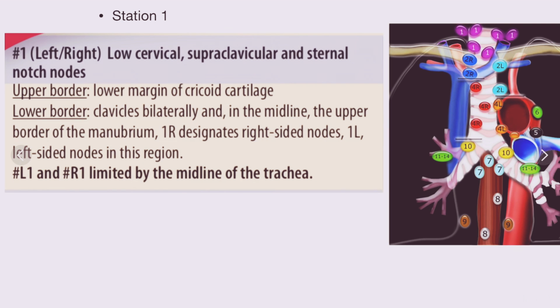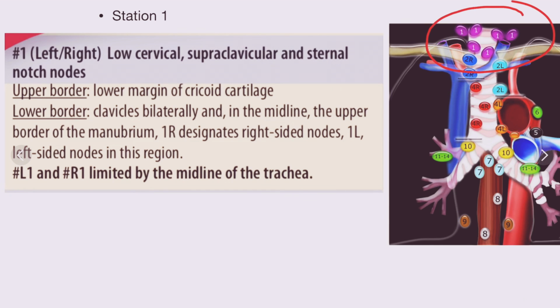So let's start. Station number one could be either left or right. We will call them lower cervical lymph nodes, supraclavicular lymph nodes, and sternal notch nodes. So these are all lymph node station 1.